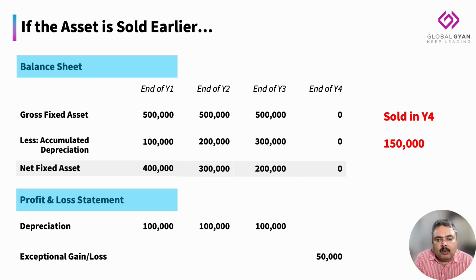And let's say you sold it for 150K instead of 250 because it's not usable any longer, or it's almost like scrap. So now the exceptional is not a gain any longer, it's a loss because you sold an asset worth 200K. That's what the balance sheet says, but you sold it for 150. So you'll book a loss of 50,000 in the P&L in that year. So that's what's going to happen if you sell the asset before its useful life is completed.